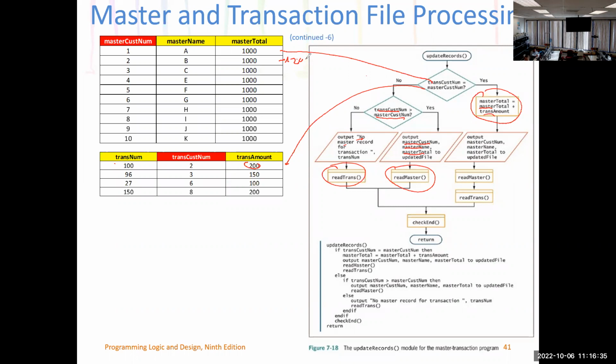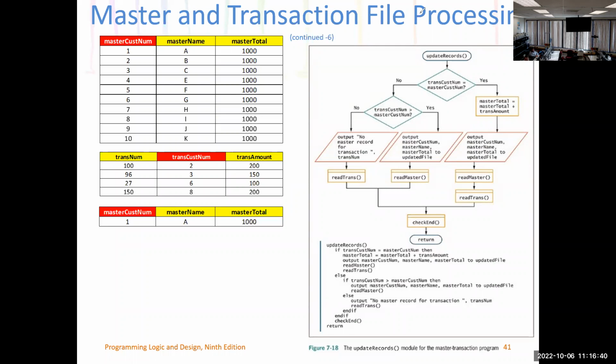Now you can see how the process works here. So the first step, I read out the first record from the master. Right? I read out the first record from the transaction here. So I do the comparison.